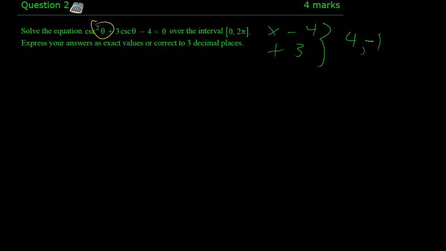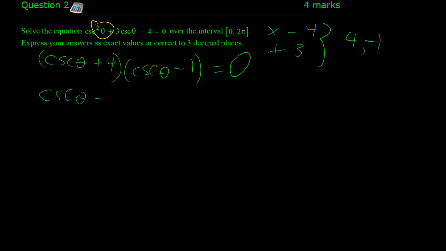So to quickly factor this, it would be cosecant theta plus 4 times cosecant theta minus 1. And of course, this still equals 0. Don't forget that. So we're going to solve each of these factors. Solving the first factor, we get cosecant theta equals minus 4. And cosecant theta equals 1 for the second factor.